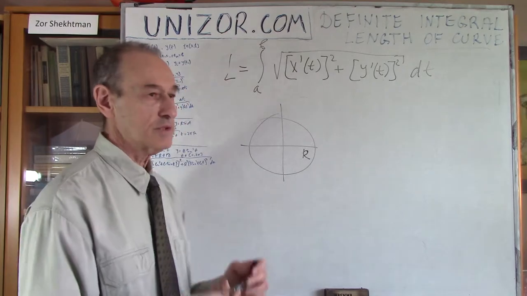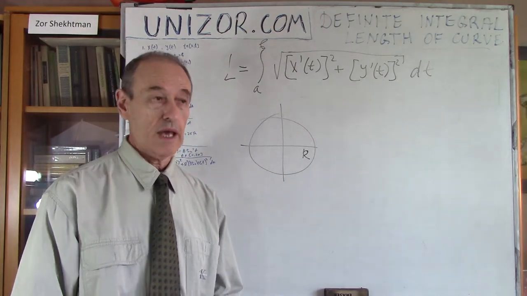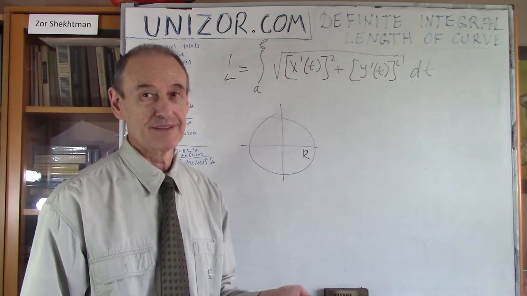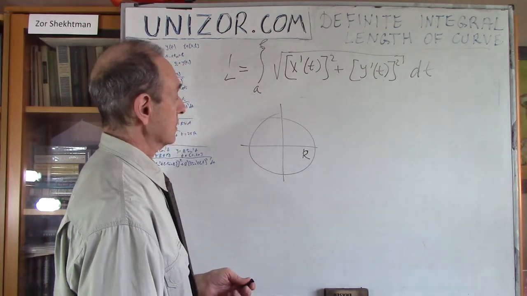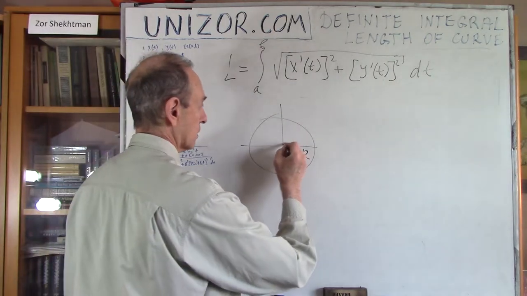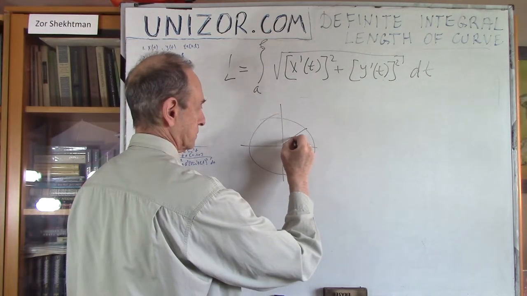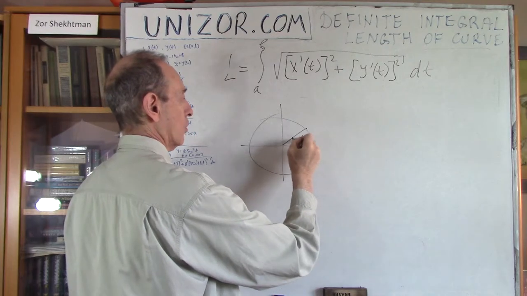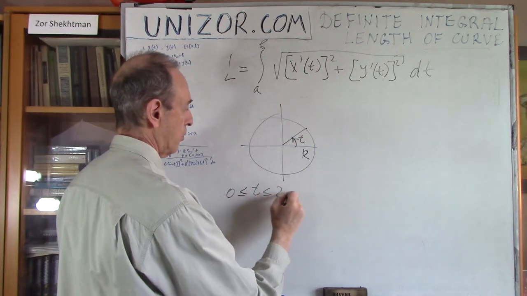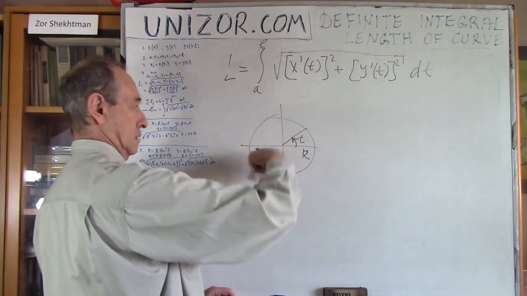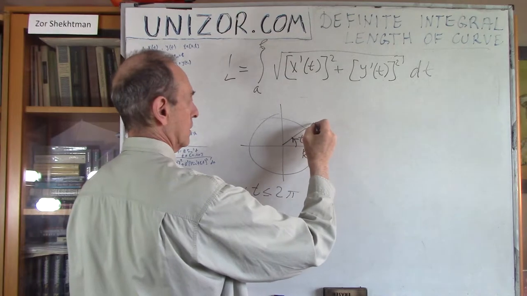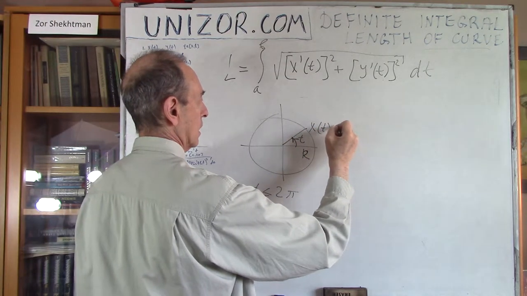Now I would like to define it parametrically and calculate its length and see if I will get 2 pi r. Alright? Okay, now what can be a parameter? A parameter can be an angle. Let's call it t, and t would be from 0 to 2 pi, right? To get the complete circle. Now, what is my x of t and y of t?